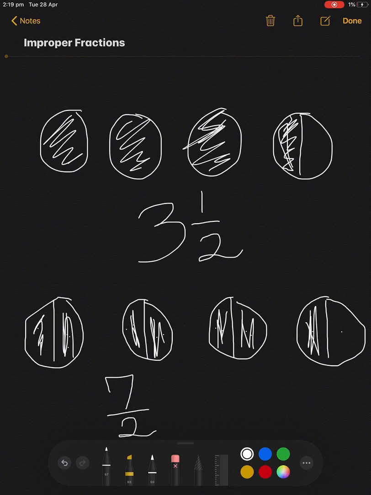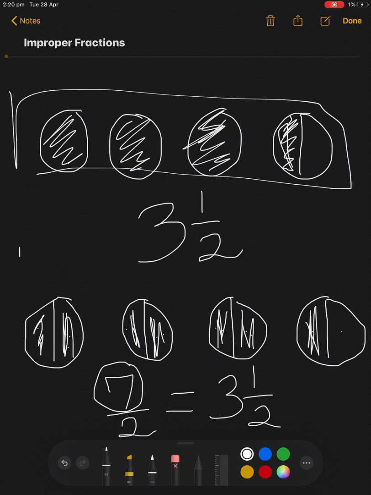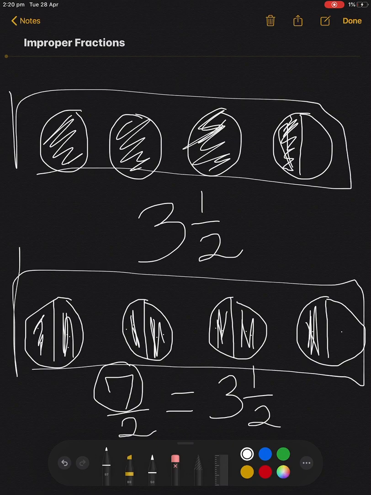This is improper because the bigger number is at the top. The bigger number is my numerator. Do you see how the 7 is bigger than the 2? This is called an improper fraction. I'm counting how many fractional pieces I have. So I have 7 halves, which equals the same thing as 3 1/2, because it's still the same amount. This is the same as this. It's just a different way of writing the number.